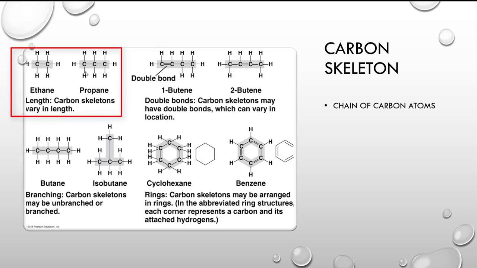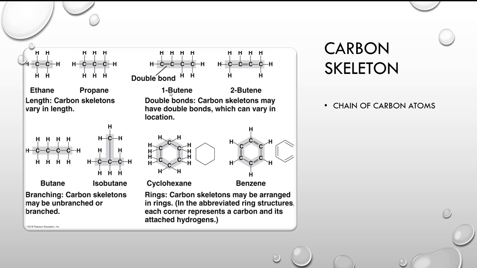So we can have 2 carbons held together. We can have 3 carbons. We have more than 3. So the carbon skeletons do vary in length, okay? And then as far as those bonds that are bonding the carbons, remember these are covalent bonds, and those bonds could be a single bond like shown in propane, or it could be a double bond shown in 1-butene.